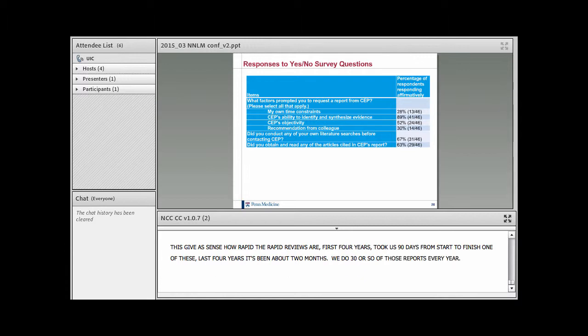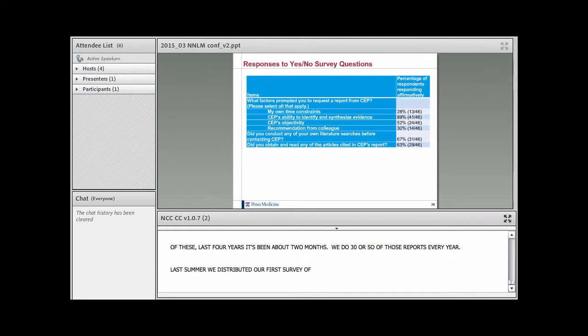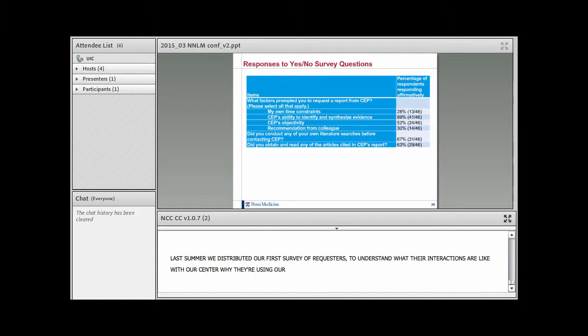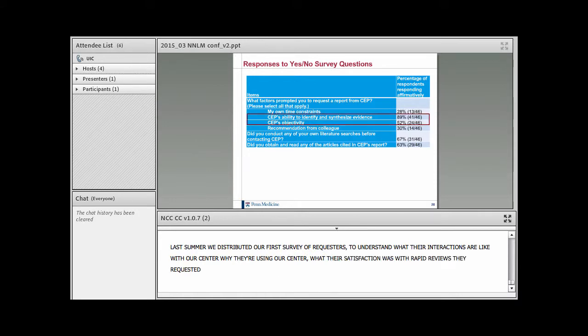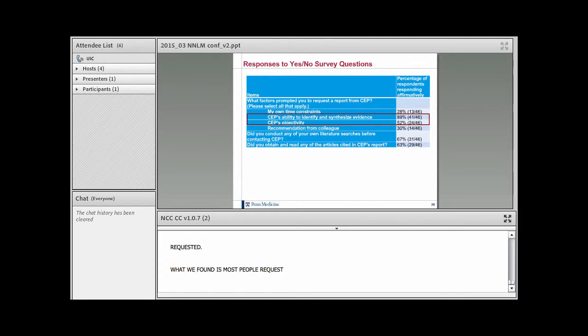Now, last summer, we actually distributed our first survey of requesters just to understand what their interactions were like with our center, why they were using our center, and what their satisfaction was with the rapid reviews that they had requested. What we found was that most of the people requesting a report from our center were really relying on our ability to identify and synthesize evidence. About half were relying on our objectivity, too, meaning that they respected the fact that we were part of the office of the CMO and not necessarily part of an individual clinical department, which may have preconceived notions about the effectiveness of a given technology.